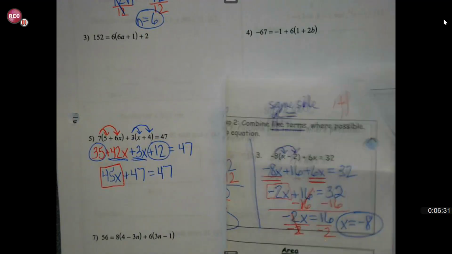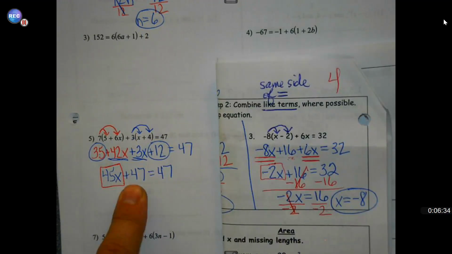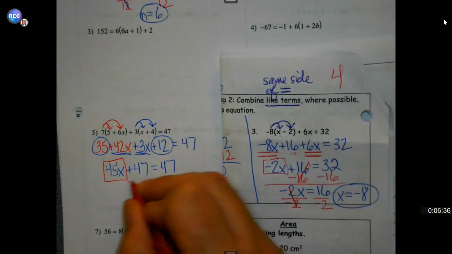But I also notice that this 35 and 12 are on the same side. It doesn't have to be just one thing I put together every time. So 35 and 12 is 47. And now we're back to two-step equation mode. I got to get that plus 47 to go away.